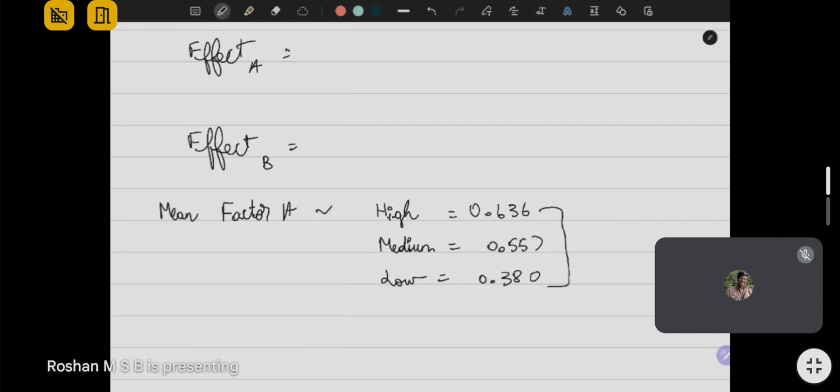Actually, low and medium are reversed. Low is 0.557. So you should do high minus medium. That will be your effect for factor A. 0.177 we get. Let me just write it out.